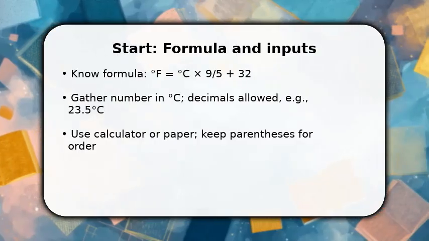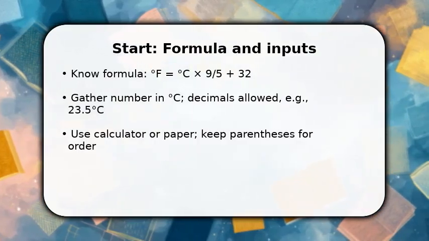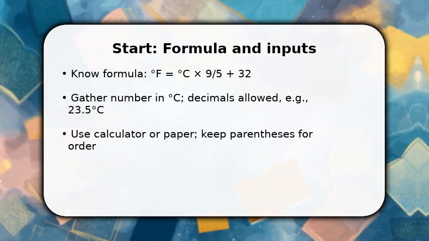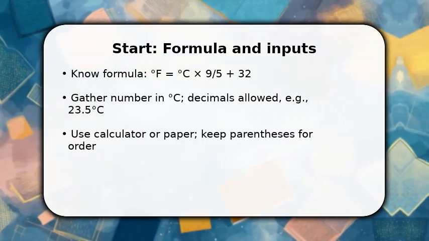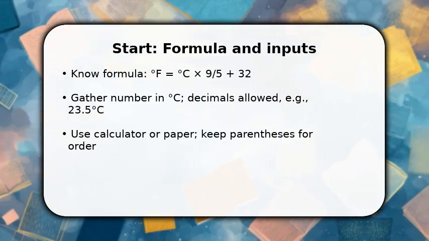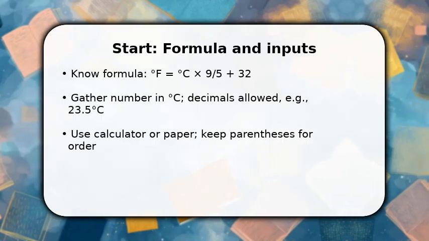You begin with the single formula that always works. Degrees F equals degrees C times 9/5 plus 32. First, write your Celsius value clearly and identify decimals. Next, multiply that number by 9, then divide the product by 5.